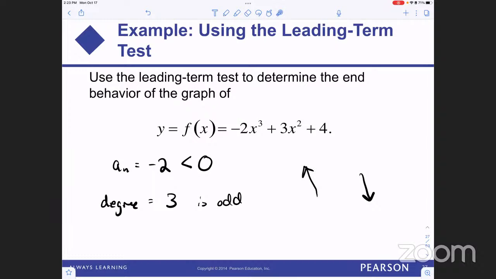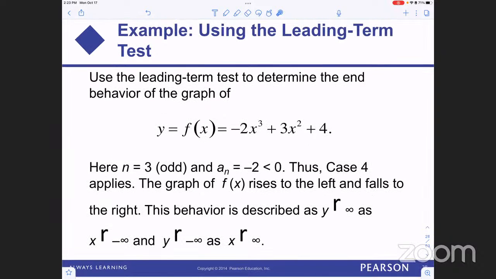Again, this doesn't tell us anything about the middle, right? It doesn't tell us anything about the middle, but we know that in the long term, it should go down to the right and up to the left. Okay, and we can see it here. Oh, and these are typos. Let me do what I did before.